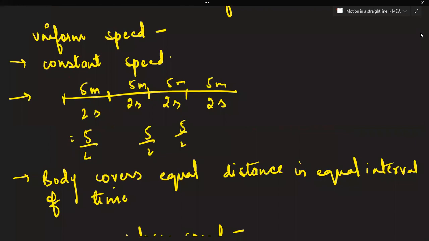So this was what I was telling you regarding uniform speed. See, in the first 2 seconds, how much distance is covered here? 5 meter. In another 2 seconds, the distance covered is also 5 meter. Then here also 2 seconds, 5 meter. So this is known as uniform speed. This is known as uniform velocity.